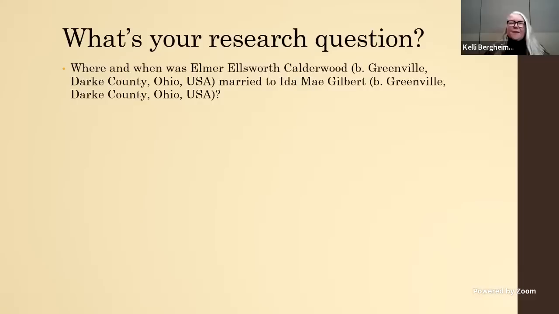Where and when was he? Where did he live? Where was he married? This kind of thing. So this is a sample of a research question. So if I know where he was when he was born, and I know where his wife was when she was born, can I find a marriage record? What kind of things do I need to know about for Dark County, Ohio?